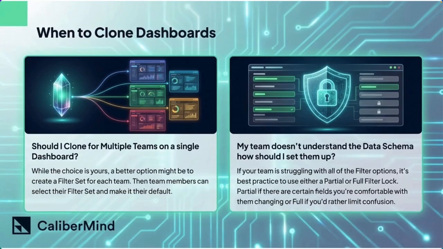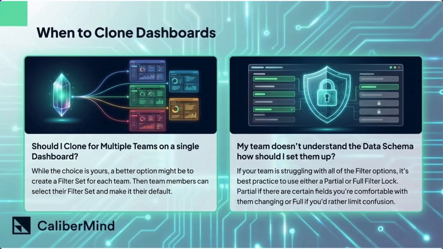Another question. My team doesn't understand the data schema. How should I set them up on these dashboards? So CaliberMind has a lot of fields related to a lot of objects, and all of your custom fields are able to be brought in. So because of that, it's often easiest to start to restrict the filters that the users have access to. If you have 20, 100 custom fields, you're not going to want to see those on every single dashboard. And by default, we just add them as available options.